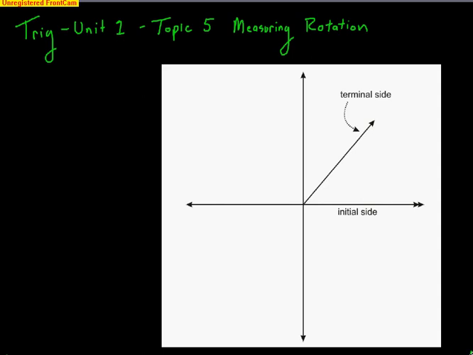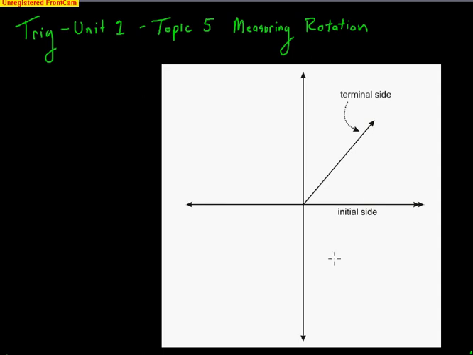All right, moving on into trigonometry, what we're going to try to do is take all of the information we learned about triangles and apply it to the XY coordinate grid, and you'll see what I mean by that. Okay, so this is on topic 5, measuring rotation. So the first thing to do is how do we place an angle into the XY coordinate grid?